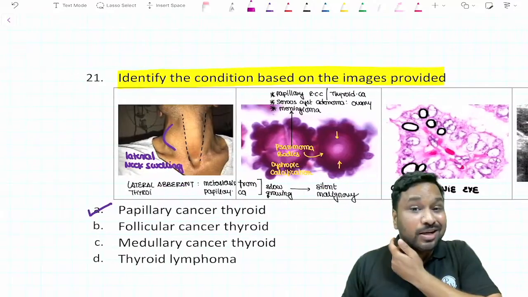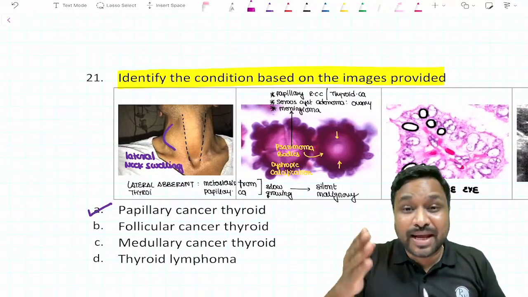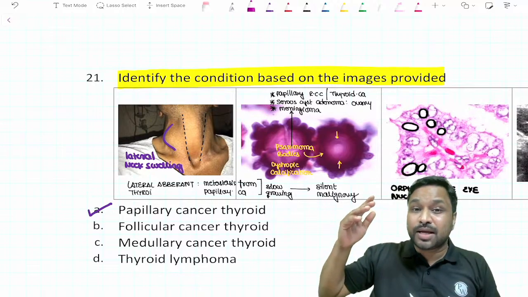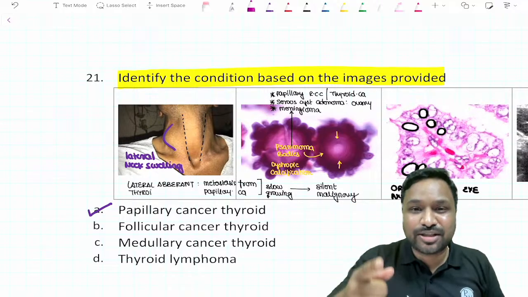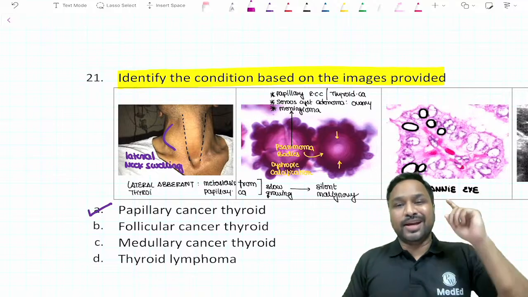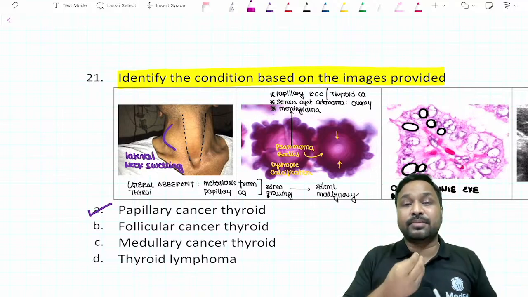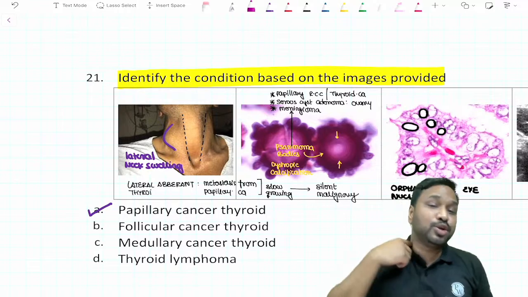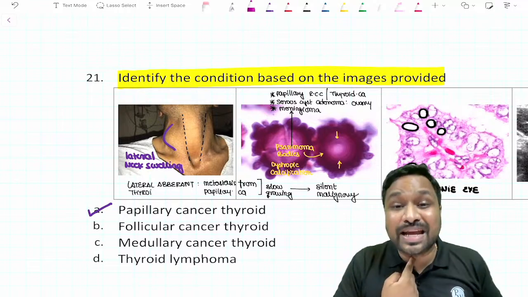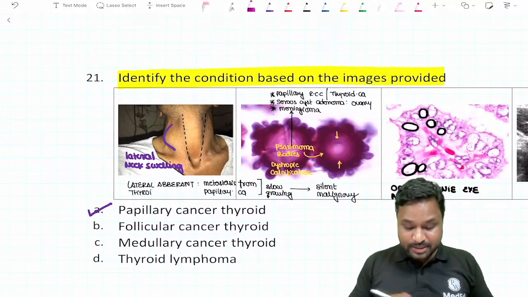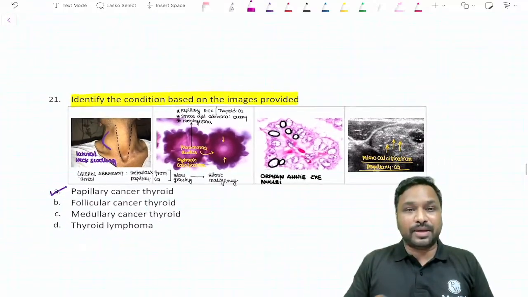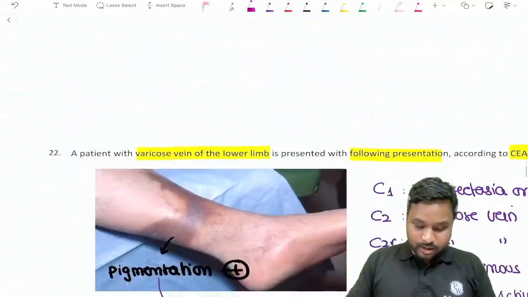Then you're saying, sir, there's a lateral neck swelling. How are you saying papillary? Papillary cancer thyroid can also present to you as lateral aberrant thyroid. What is lateral aberrant thyroid? It is a malignant, that is nothing but metastasis from your primary lesion to the cervical lymph nodes without any evidence of primary lesion per se. That is what we call it as the papillary cancer thyroid, right?